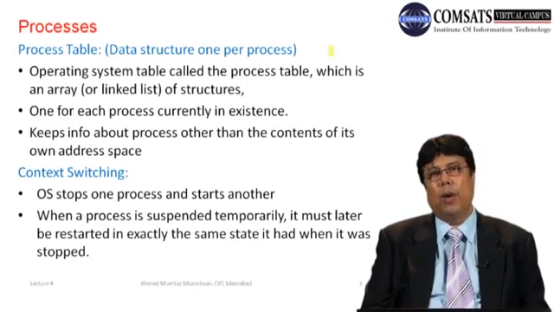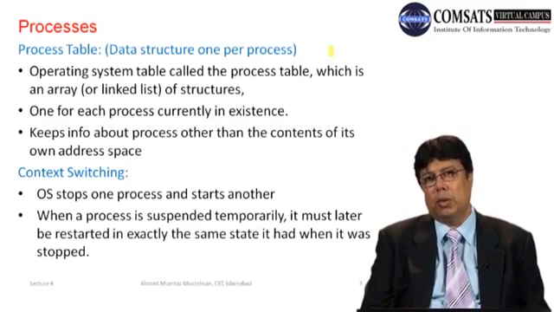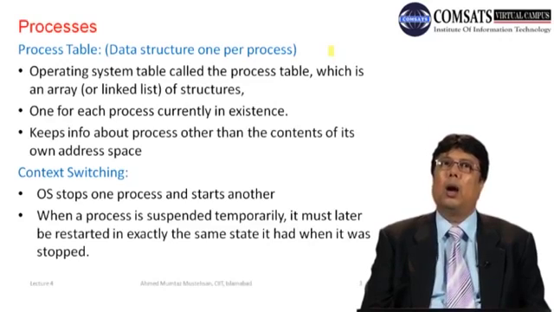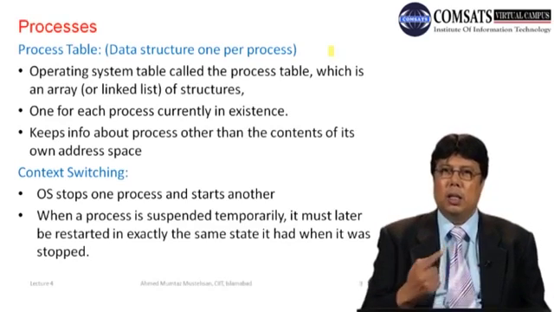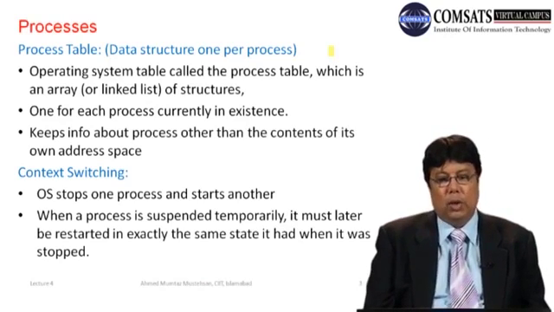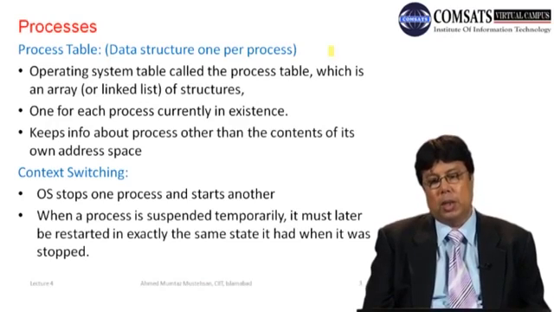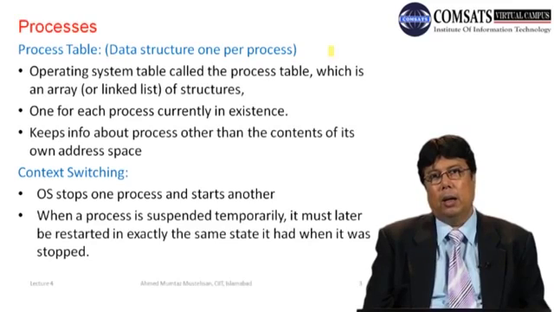It contains at least one entry per process which is in existence, not which is executing. At one time one process is executing, and if it is a multiprocessor, then more than one process may be executing, but physically one process is executing at a time. But there could be hundreds of processes in existence at one particular stage, among which the CPU is rapidly doing context switching, changing from one process to another. So this process table keeps information about processes other than the contents of its own address space. This may have seemed a confusing sentence, but it does not mean it is difficult.